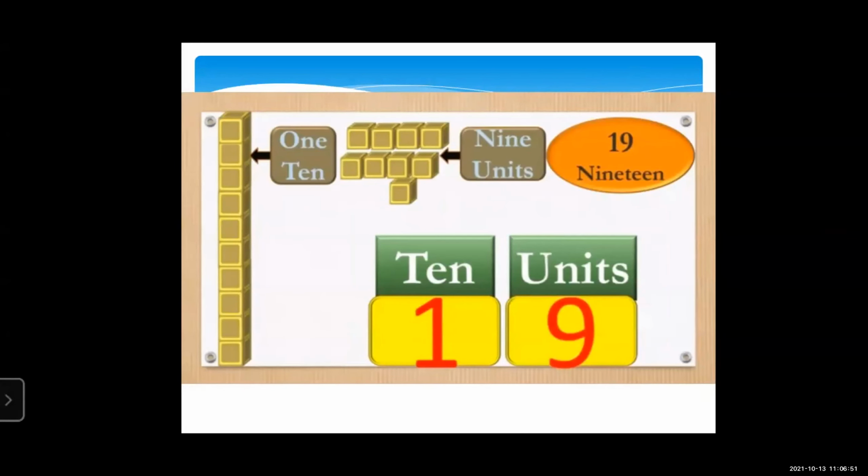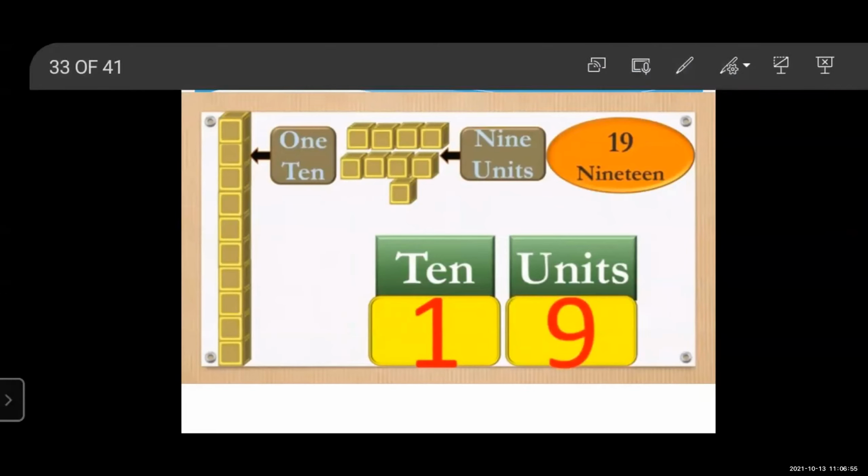There is a block group that is called 10, and there are 9 units, 1, 2, 3, 4, 5, 6, 7, 8, 9 units, means 9 separate blocks. And how to spell the word 19? N-I-N-E-T-E-E-N, 19. Okay, and how to write the number 19? On the unit place, write down 9, and on the 10 place, write down 1.